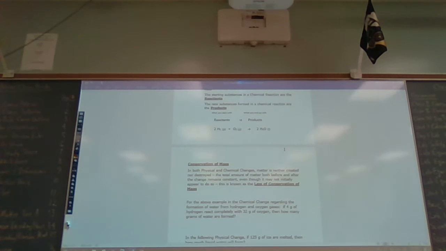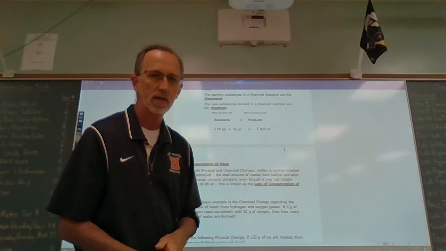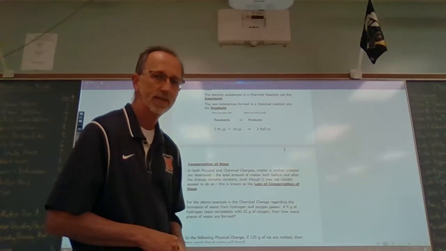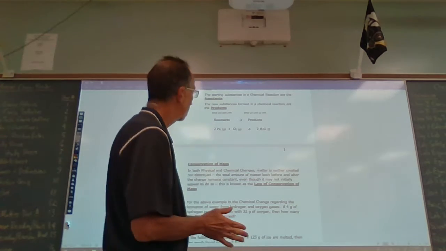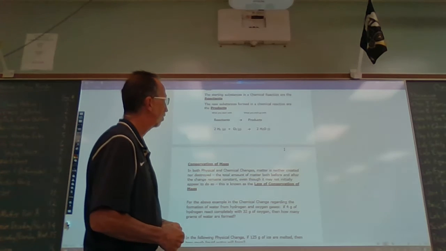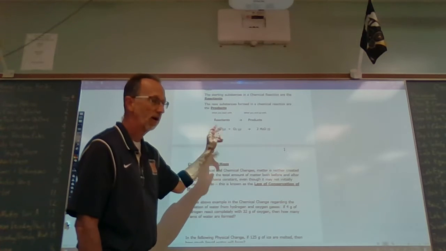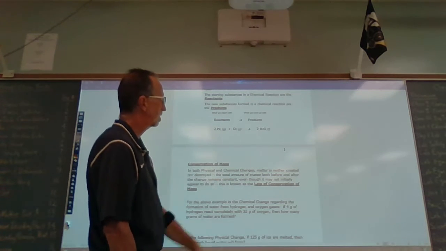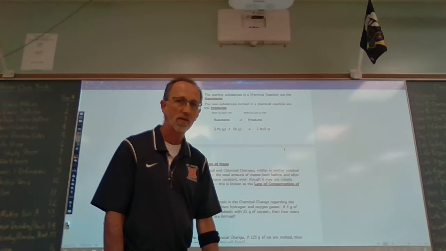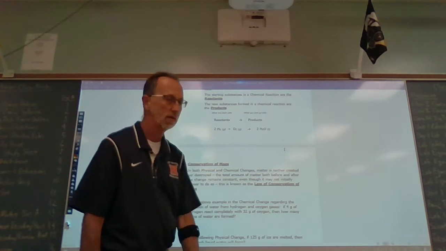Real briefly on an equation, this is way ahead of the game because we're going to spend oodles of time on equations later on in this class. The starting substances in a chemical reaction are called the reactants. They are found to the left of the arrow. The new substances that are formed are called the products. So reactants react together to produce the products. Reactants produce products.